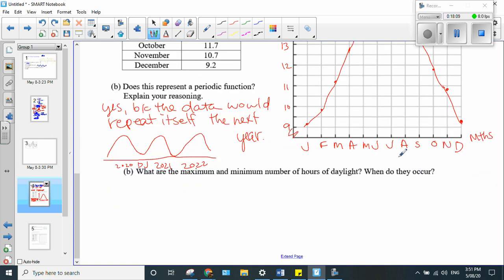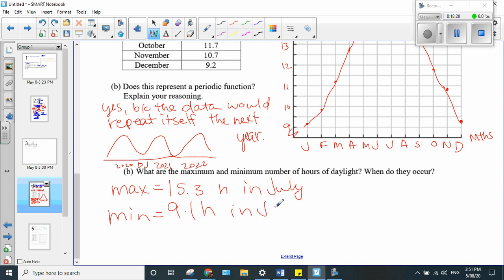And what are the maximum and minimum number of hours of daylight? Well, that's pretty easy. We can look at the chart. So the max is 15.3 hours in July. And the min is 9.1 hours in January.